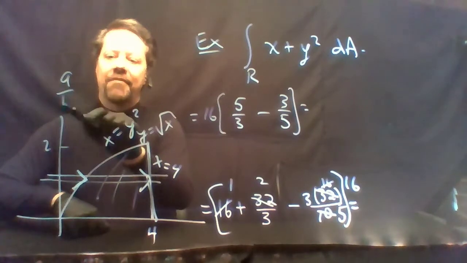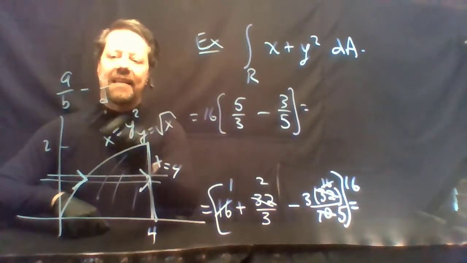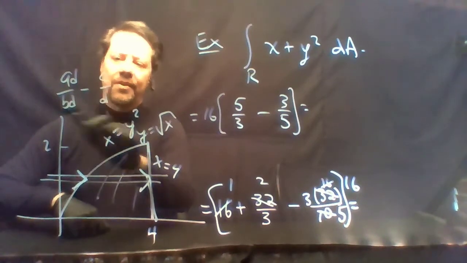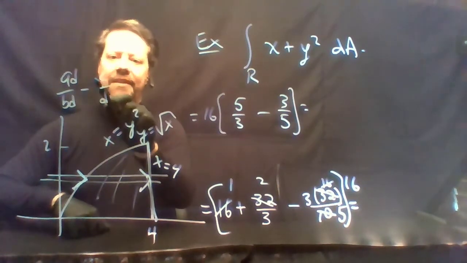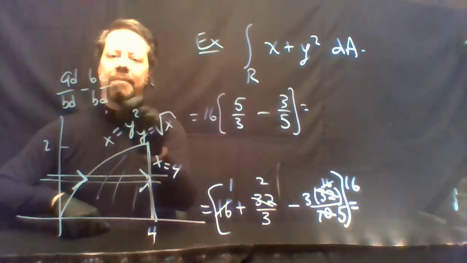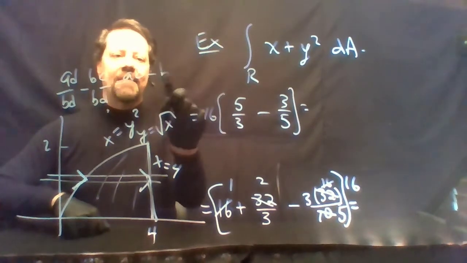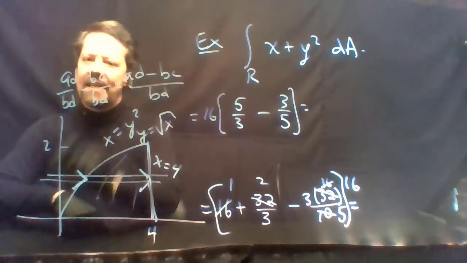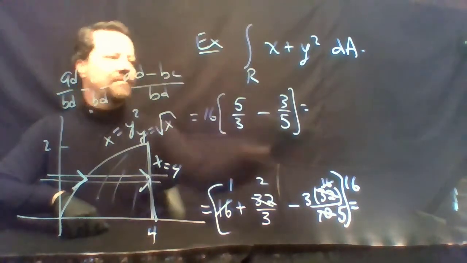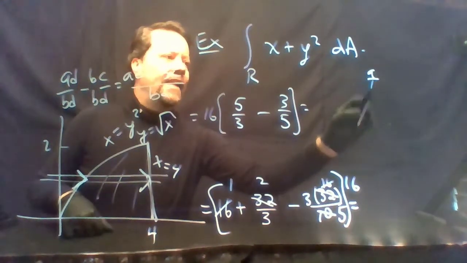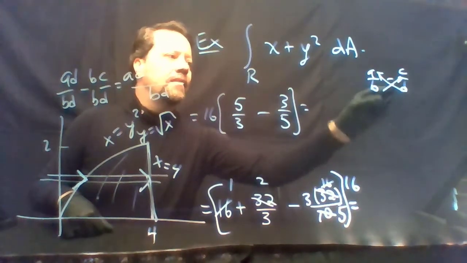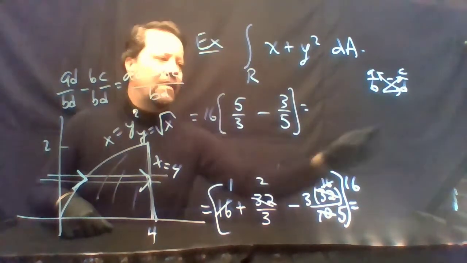If you have a over b minus c over d, you need to have a common denominator. So you'll multiply the first fraction by d over d and the second fraction by b over b. So that gives you ad minus bc over bd. So anytime I'm subtracting a over b minus c over d, you cross these and then multiply straight across.